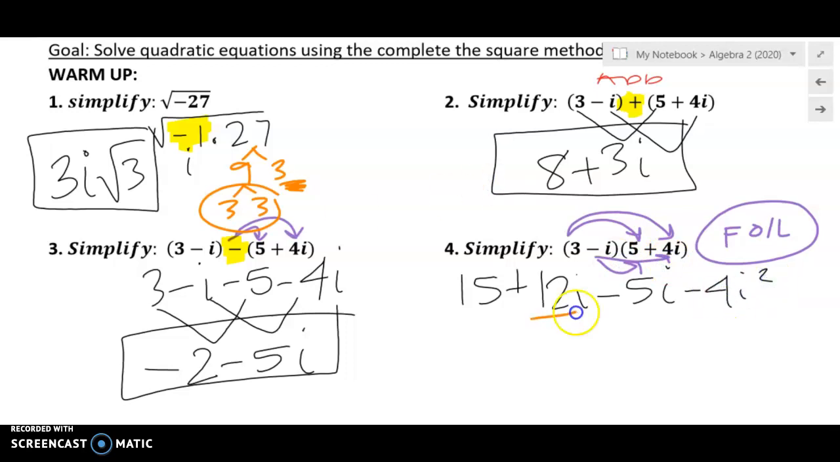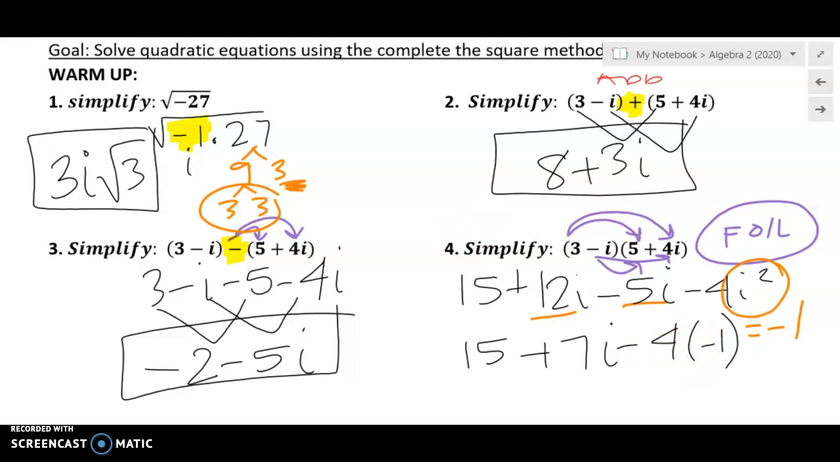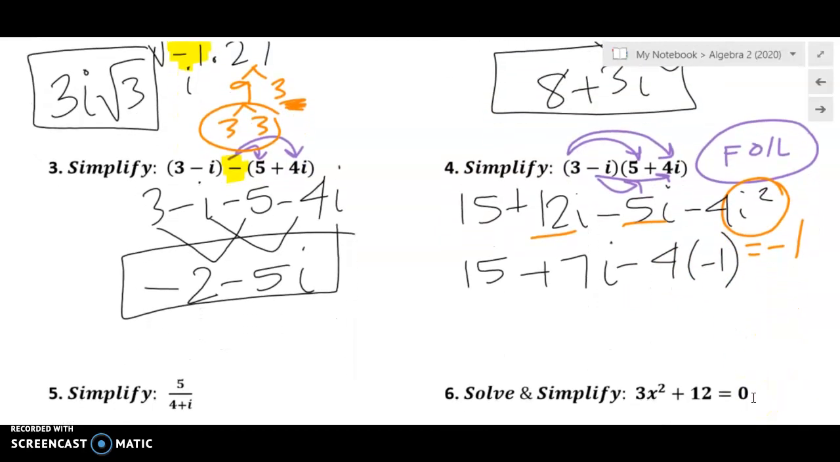Two things here. You have like terms in the middle. Let's combine those. And you need to remember that i squared is equal to negative 1. So when I rewrite this, I have 15. Combine the middle, that's positive 7i. Then you have negative 4, and then you need to swap out the i squared for the negative 1. So I'm going to go ahead and do negative 4 times negative 1. That gives me a positive 4. So 15 plus 4 is going to give me a 19, and then plus 7i.